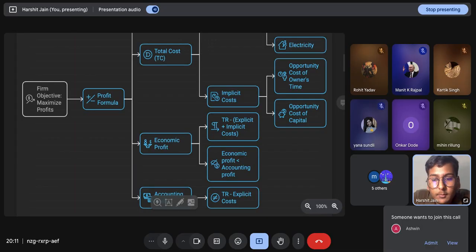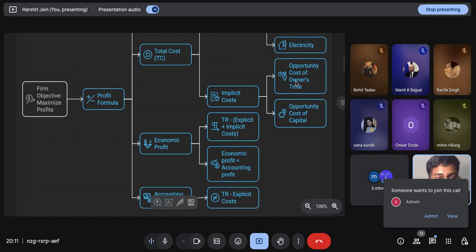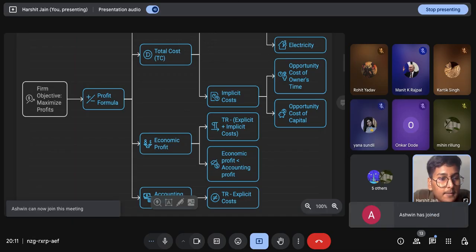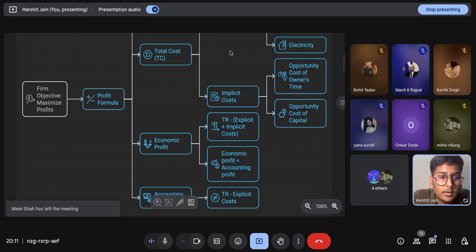Explicit costs are things like raw material, wages, rent and electricity, and implicit costs are not paid out directly but represent opportunity cost, like the owner's time or capital.